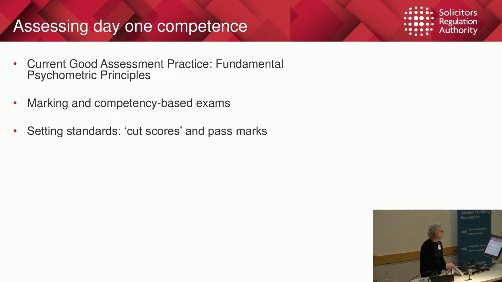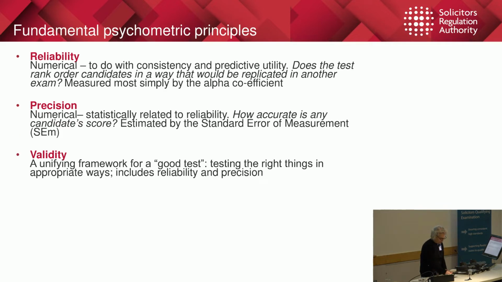So starting off with the fundamental psychometric principles, really the most basic principle isn't up there, which is that you have to be absolutely sure that those that pass deserve to pass and those that fail deserve to fail. And it has to be done with a degree of accuracy that you can defend. So to provide a technically competent exam which tests people appropriately and fairly, you need reliability, precision, and validity. And I'm just going to talk through each of those concepts.